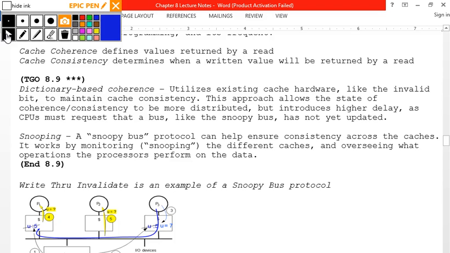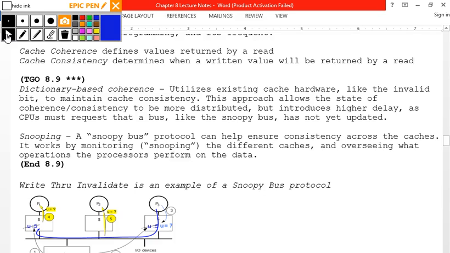And what you're doing is kind of like the same thing you were doing in section 5 when we were talking about set associativity and direct associativity, where you use the valid bit to determine whether or not it's been written to in order to improve memory access time. So we're using existing cache hardware like an invalid bit or a dirty bit to maintain cache consistency.